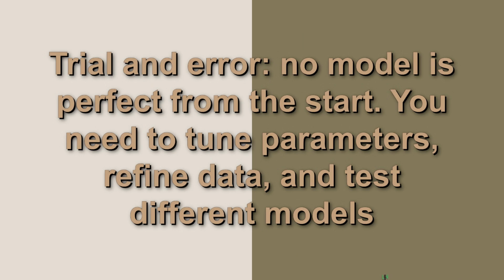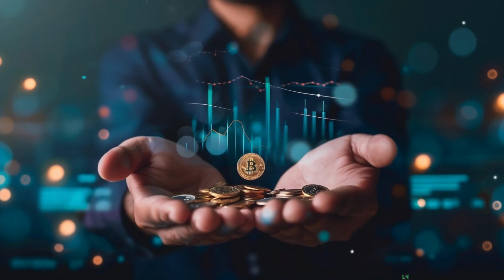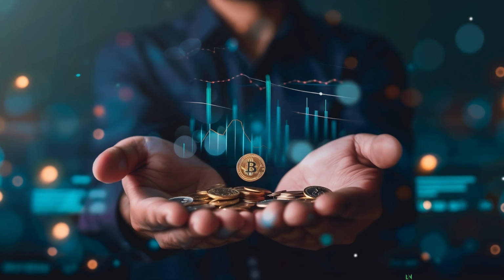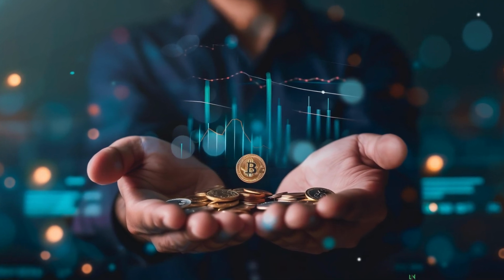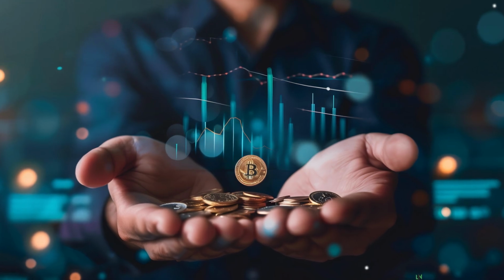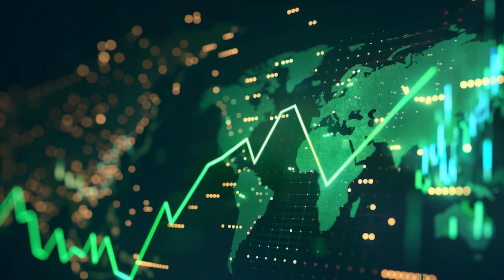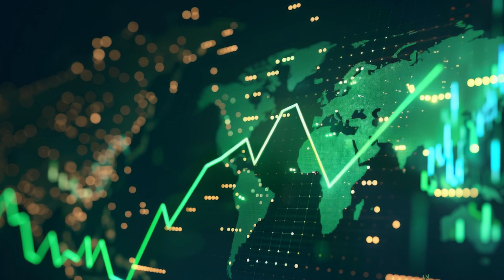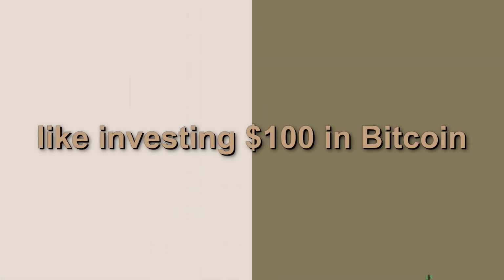5. Trial and error. No model is perfect from the start. You need to tune parameters, refine data, and test different models. 6. Displaying results. The final output should be simple and easy to understand. For example, a chart showing whether the model predicts the price to rise or fall in the next week. Also, calculating potential profit and loss for different scenarios, like investing $100 in Bitcoin.